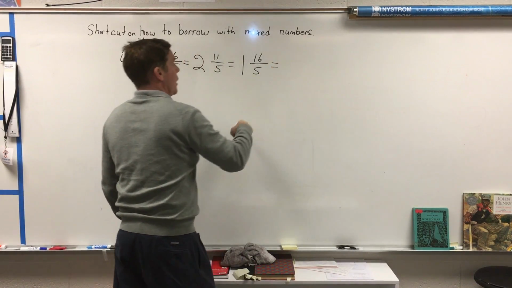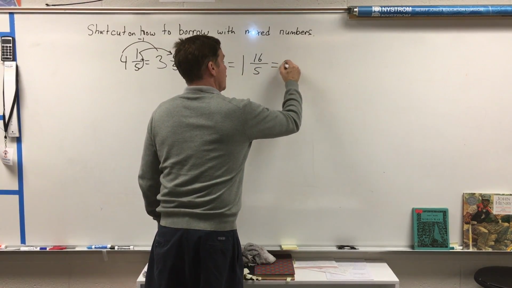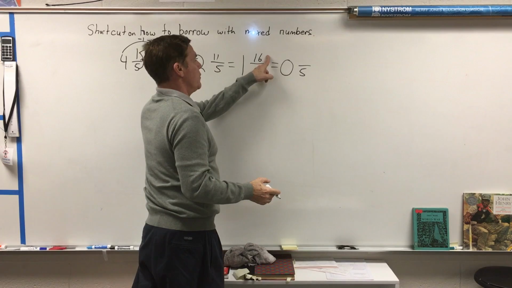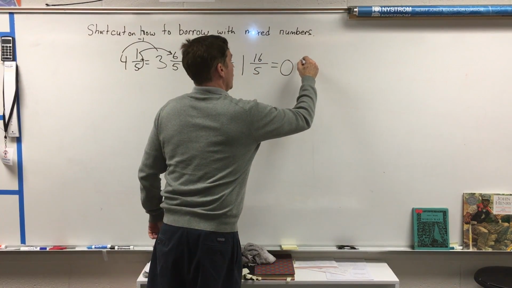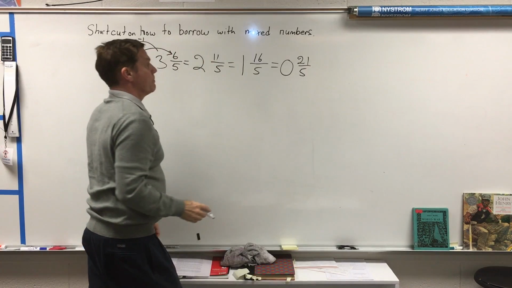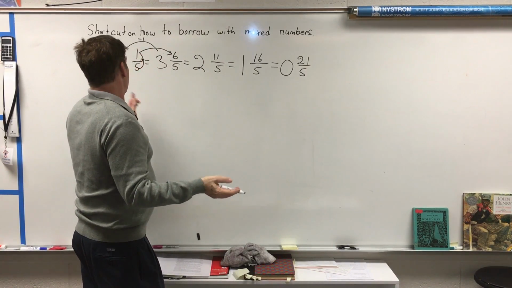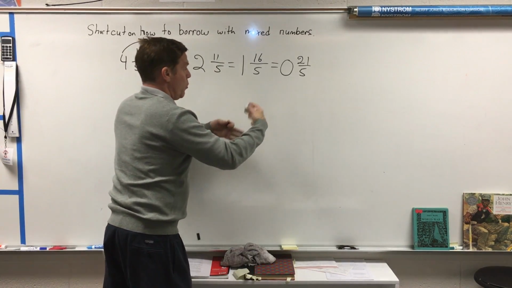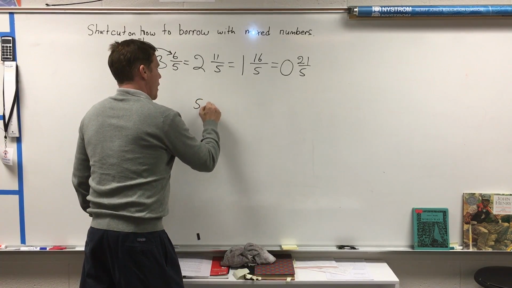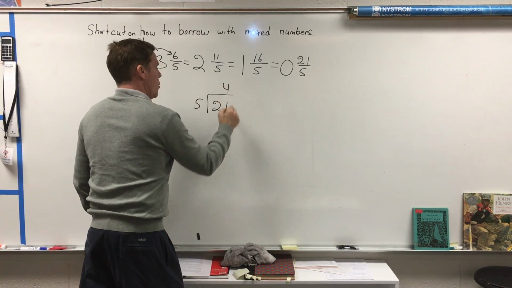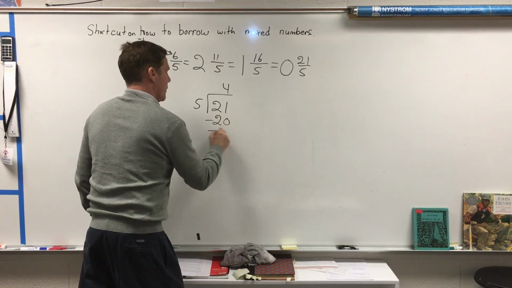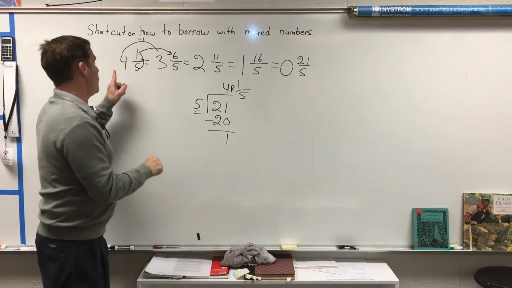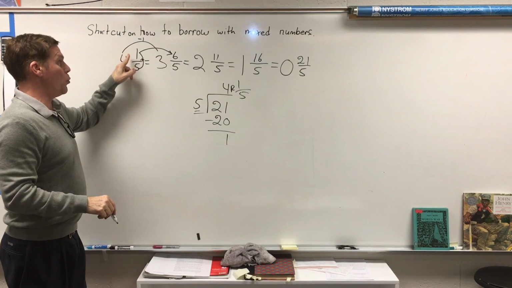If I borrow 1 last time, 1 less than 1 is a 0. My denominator does not change. 5 and 16 gives me 21. All right. Does 21 over 5 equal 4 1/5? Because we borrowed and borrowed one more. Let's go ahead and look. 5 goes into 21 4 whole times. That gives me 20. I've got a remainder of 1 out of how many? Out of 5. And lo and behold, that is what we started off with, 4 1/5.